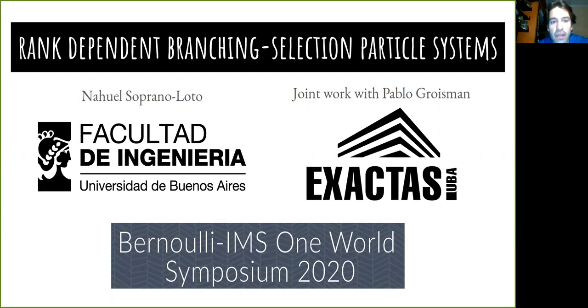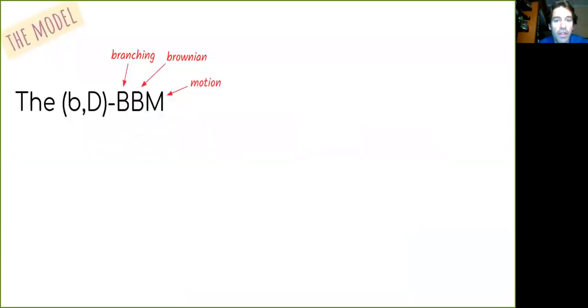Hello, my name is Nahuel, and I will talk about rank-dependent branching selection particle systems. This is a work in collaboration with Pablo Groisman, and it will be available in arXiv very soon. The model we study is called the Np-Bbm.